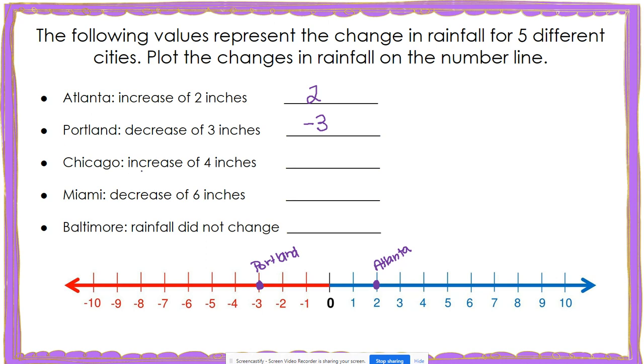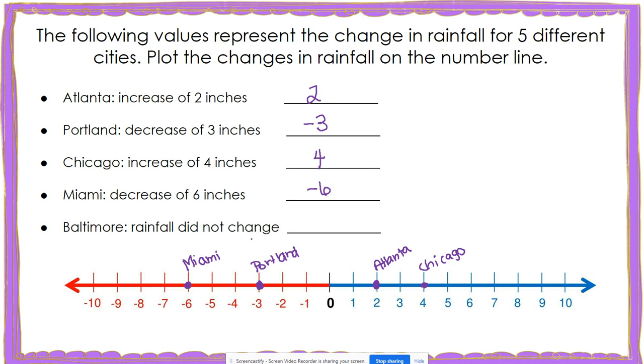Next, I see that Chicago has an increase of 4 inches. Because it increases, that is a change of +4. To get to +4 on the number line, I know that I need to move 4 units to the right. Miami has a decrease of 6 inches. Because it decreased, that is going to be a negative change, so I'm going to represent that number with -6. To get to that number, I would move 6 units to the left of 0 on my number line.